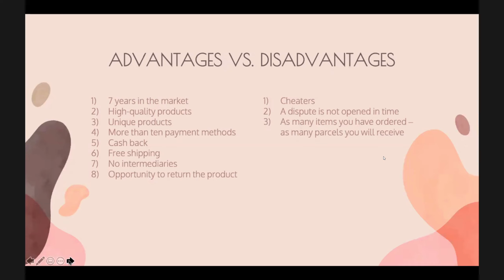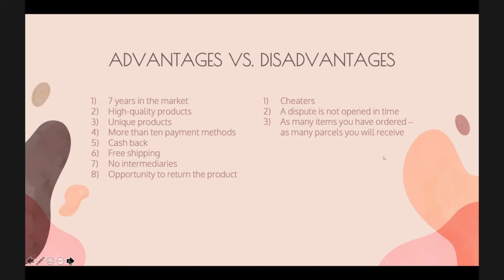The last one, on AliExpress, you cannot send everything in one parcel. How many items you have ordered, so many parcels you will receive. Of course, if you order all the goods from one seller, he will most likely send you everything in one parcel. But in other cases, you will, in any case, have to receive separate parcels from each seller from whom you have ordered goods. So to sum up, AliExpress is a big source which gives an opportunity to buy and sell goods.